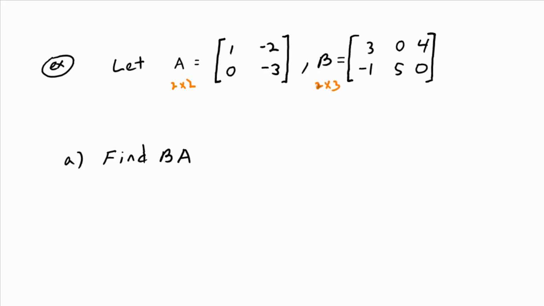So can we do B times A? So B, let's just analyze it right here. B, you told me, is 2 by 3. A is 2 by 2. What are you going to tell me when I say multiply B times A? Get lost. You can't do it, right? So undefined.